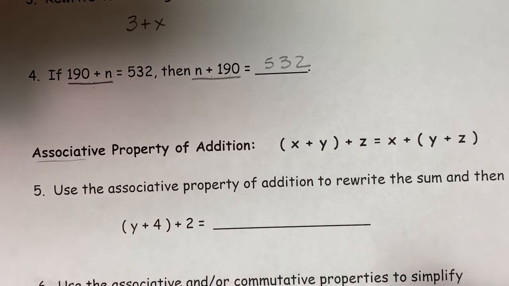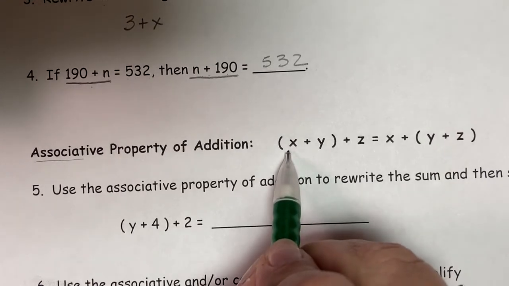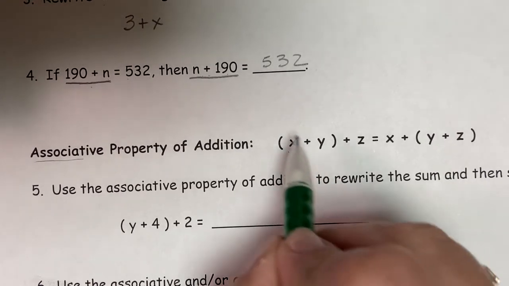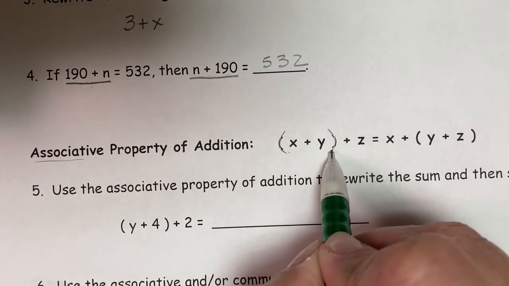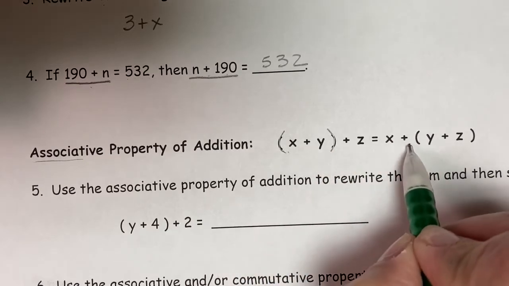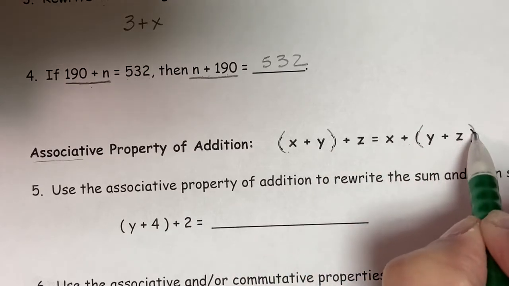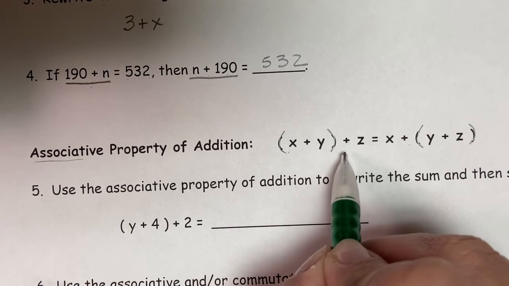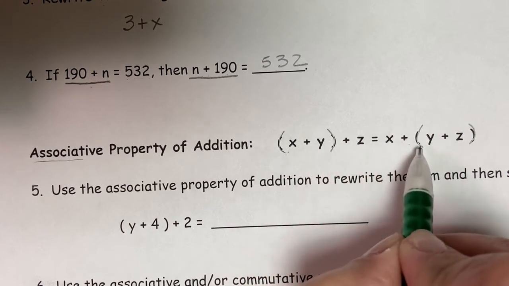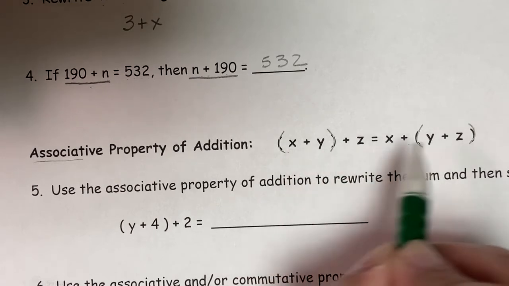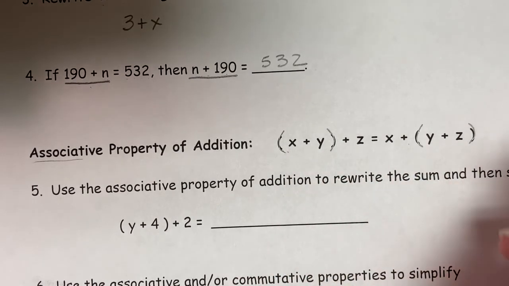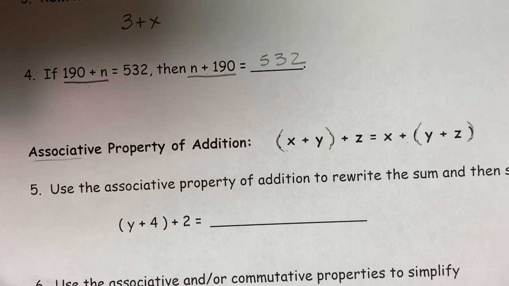Associate. In other words, who are you grouped with? The associative property of addition is the grouping property. In other words, if you look at this example here, notice on the left-hand side, I've grouped the x plus y together. And on the right-hand side, the y plus z are grouped together. Now notice nothing has changed order. The order is exactly the same from left to right. So there's no commutative property happening. It's just being regrouped, which is your associative property.